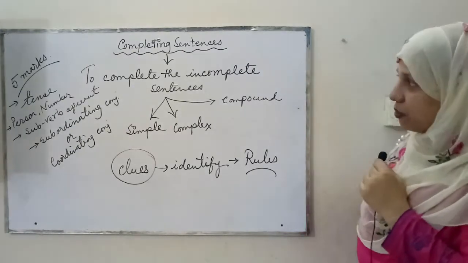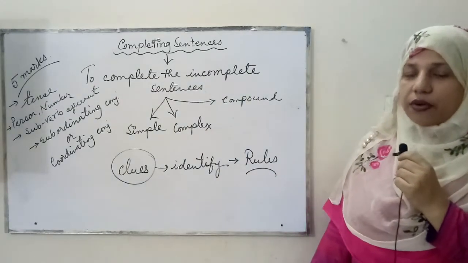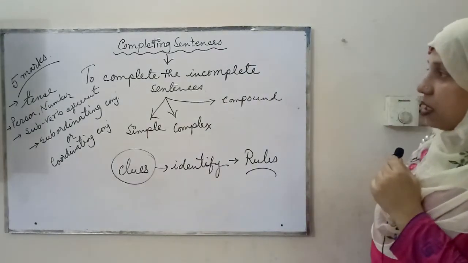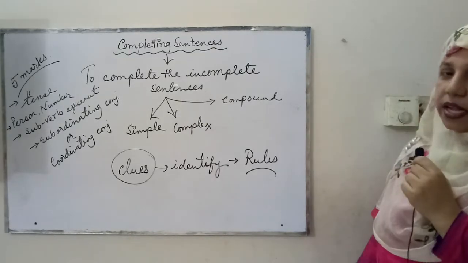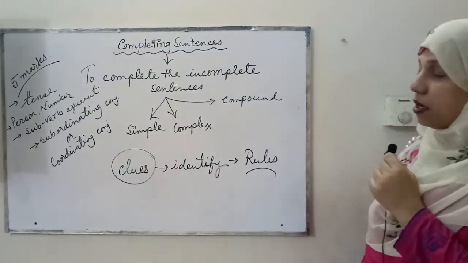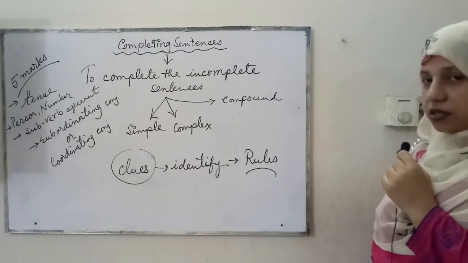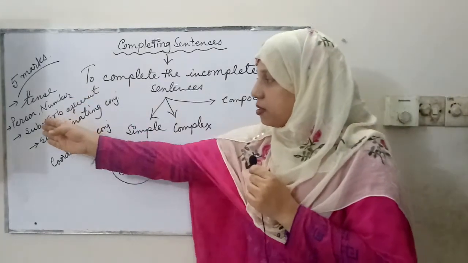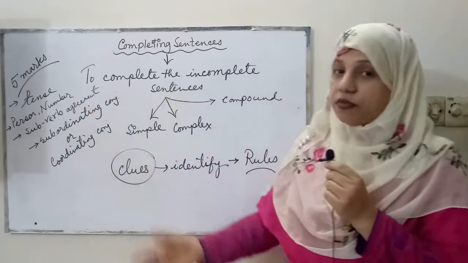Today this is our English language class, and as you can see on the board clearly, today our topic is completing sentence. And in our exam we will have to solve an exercise which will contain 5 marks, and there you will be given 5 incomplete sentences, and those sentences you have to complete according to tense, person, number, that means subject, verb, agreement, and right forms of verbs.